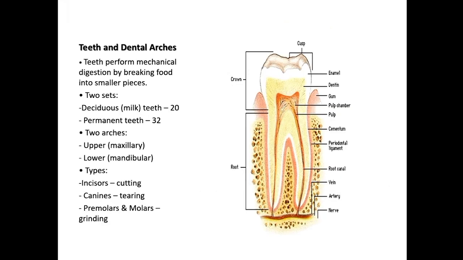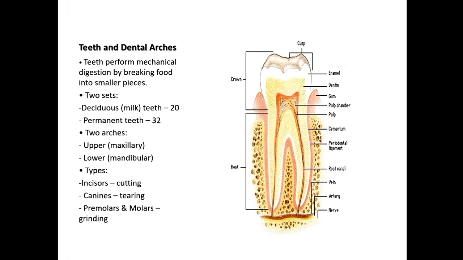Now let's talk about the teeth, the primary tools for mechanical digestion. Humans have two sets of teeth: the deciduous teeth, also known as milk teeth, which are 20 in total and appearing in childhood, and the permanent teeth, 32 in total, replacing the milk teeth as we grow.